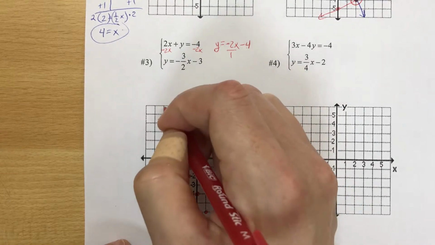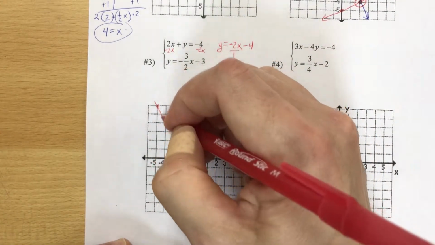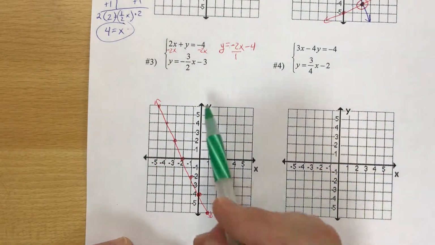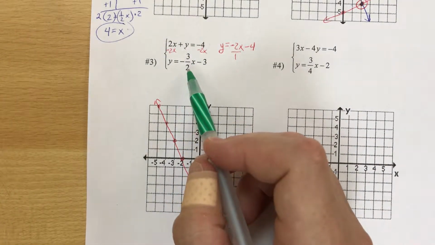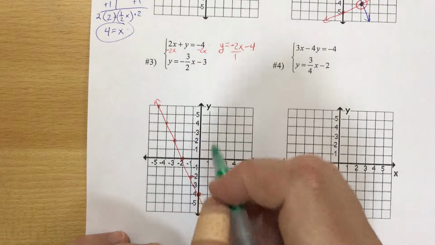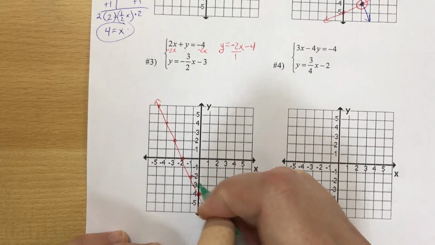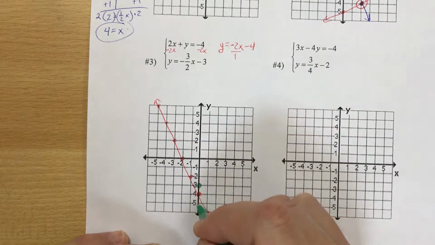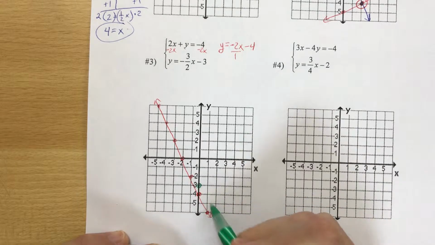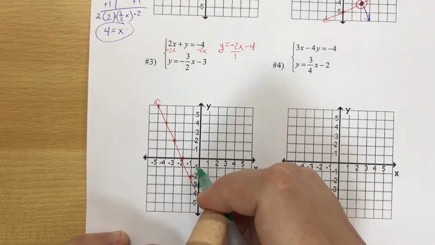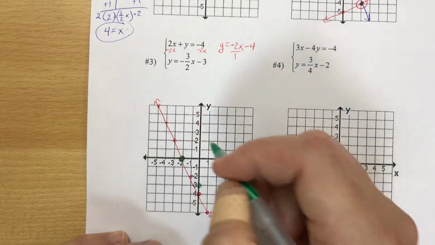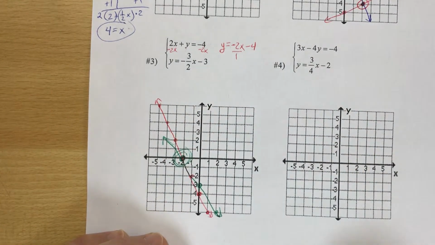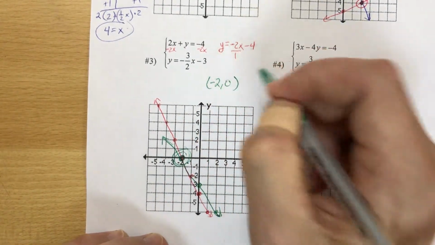I don't know how far I need to take this, so I'm just going to use the whole graph. And then the second equation, I'll use green here, y equals negative 3/2 x minus 3. So negative 3 is the y-intercept. The slope is, I'm going to write that as negative 3 over 2. So I can go down 3 and right 2. That's close, but not exact. Or I can go up 3, left 2. There it is. That's not a very good line, but you see the intersection, and that is (negative 2, 0).